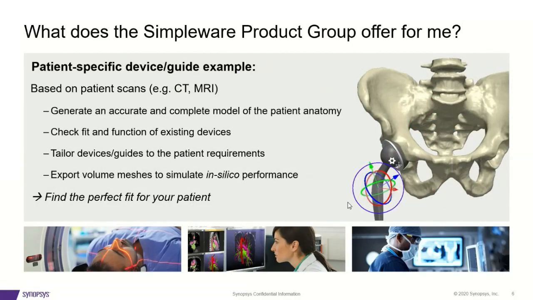Looking at a patient-specific device or guide as an example, this is a similar workflow going from a patient scan of a CT or MRI. You can generate patient anatomies, check the fit and form of devices, and tailor the device guides to the patient requirements. So for example, you can incorporate patient-specific design into your workflow, connecting with CAD tools such as SolidWorks. You can also export volume meshes for simulations for in silico performance or in silico clinical trials. The idea here is to find the perfect fit for your patient.